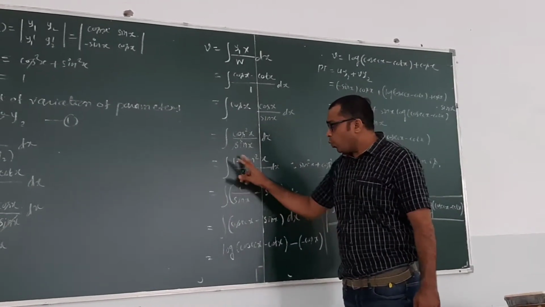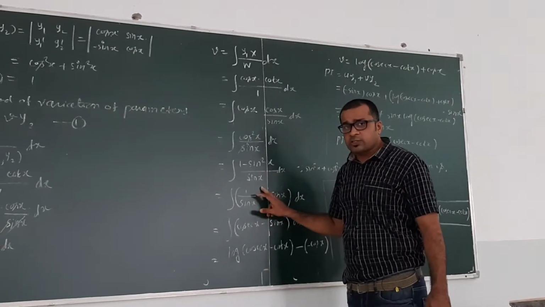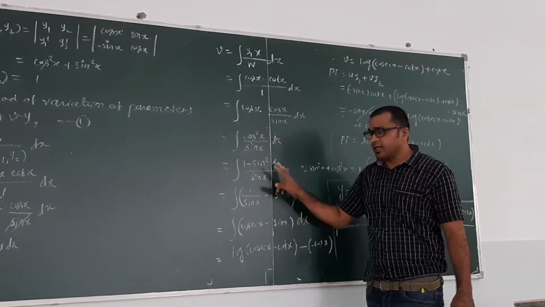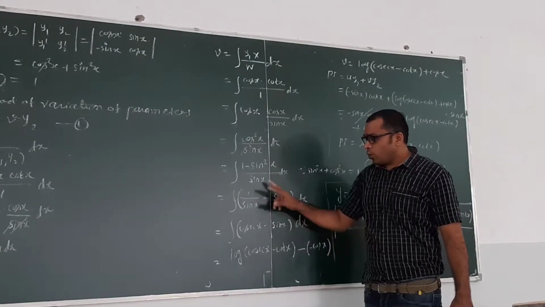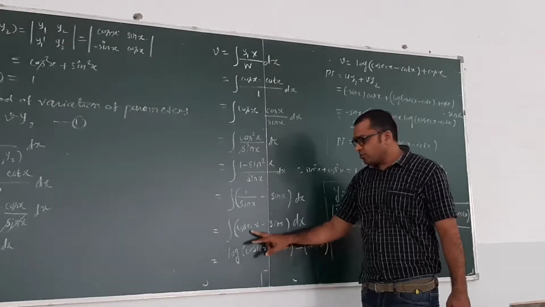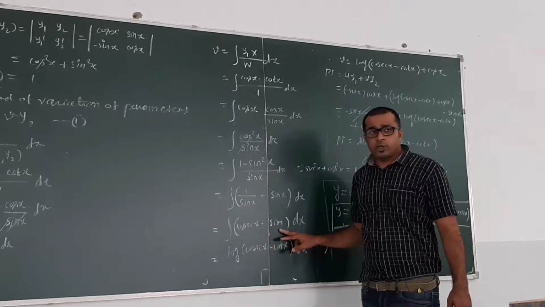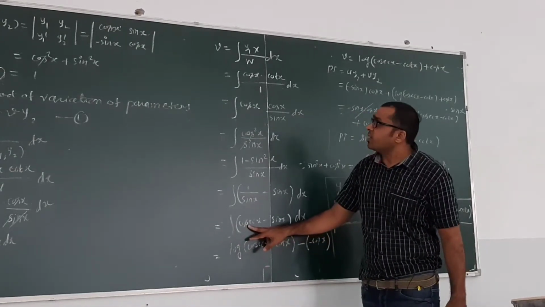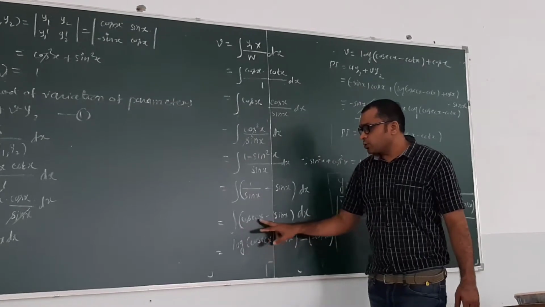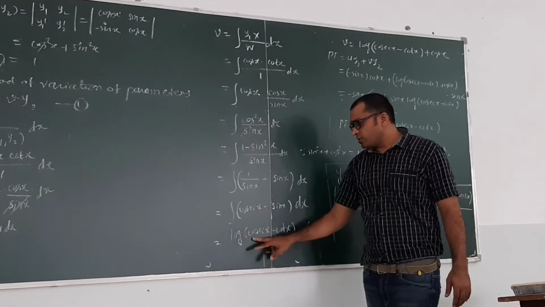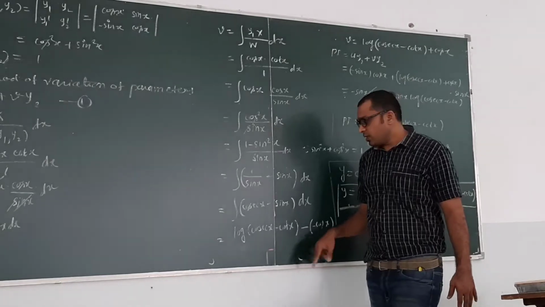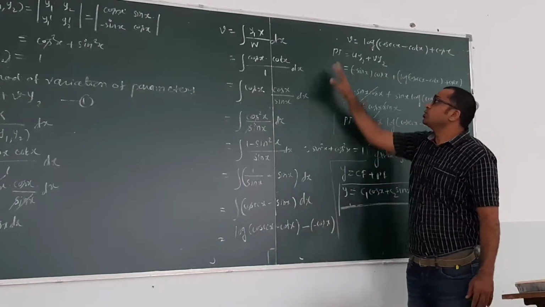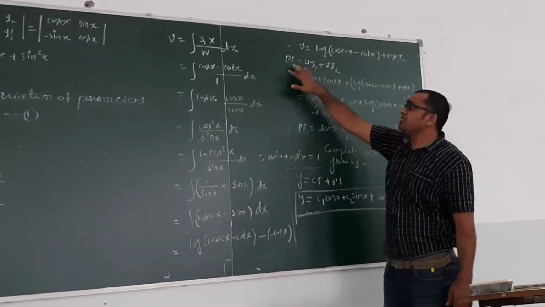Now dividing this, we have 1 by sin x and sin square x by sin x. Further, in sin square x by sin x, one sin gets cancelled and we are left with only sin. 1 by sin is cosec. Now it is very simple to integrate these trigonometric functions using standard formulae. Integration of cosec x is log of cosec x minus cot x, a standard formula. Then integration of sin is minus cos, and this minus minus gets plus. So this is the required v.